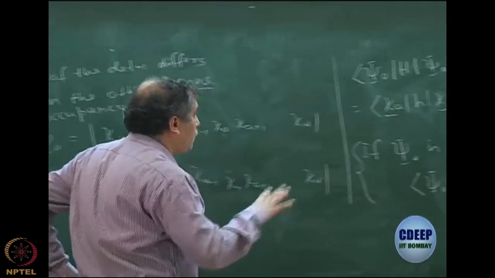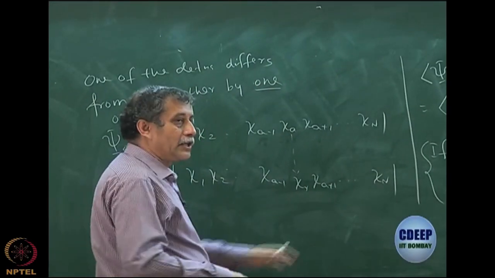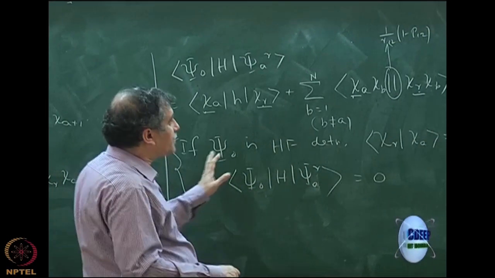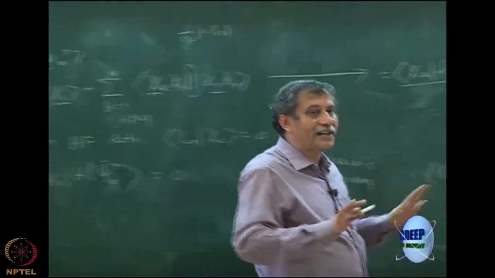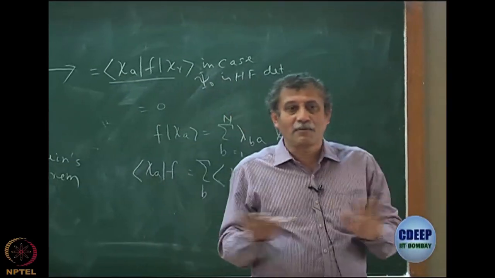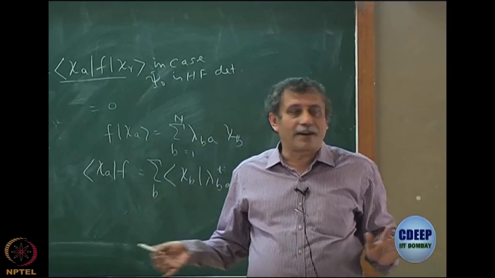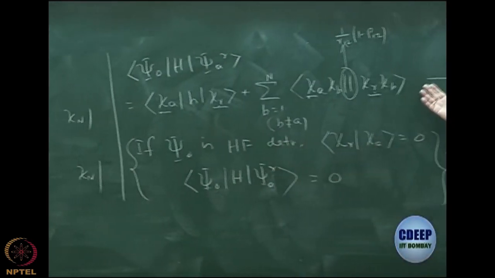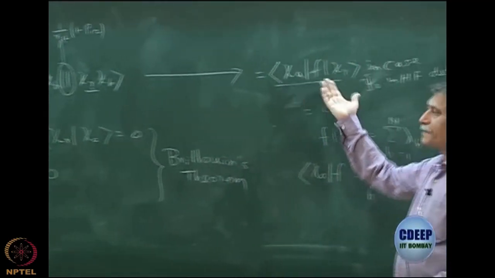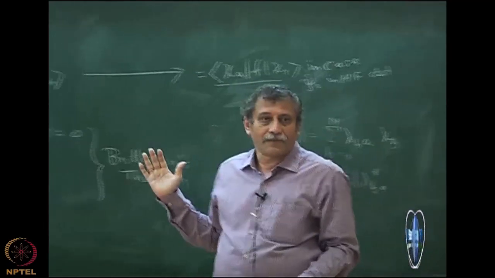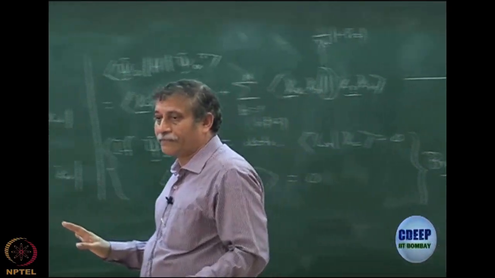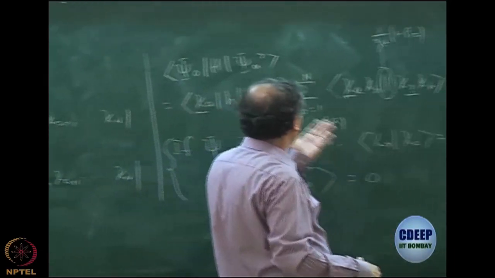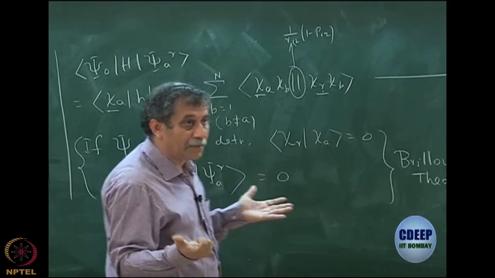Brillouin's theorem is very important and will be used when you go to post Hartree Fock theory. But remember, Brillouin's theorem is a consequence of Hartree Fock. We have not done any new theory. It is a consequence of Hartree Fock because this is something that is given. I cannot help it. From here, the definition of the Fock operator gives me this, and automatically I get 0. So Brillouin's theorem is not a new theorem. Many times Hartree Fock is actually stated as Brillouin's theorem. In fact, that is also an interesting interpretation of Hartree Fock.